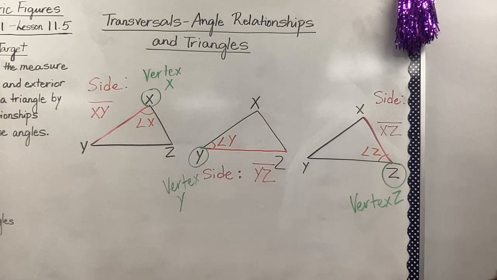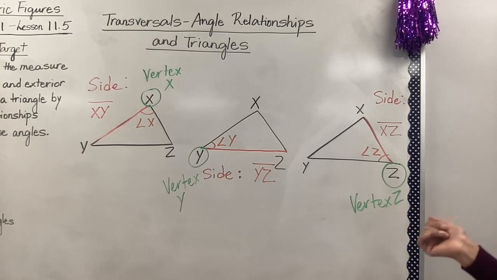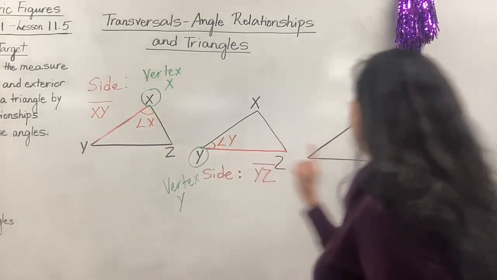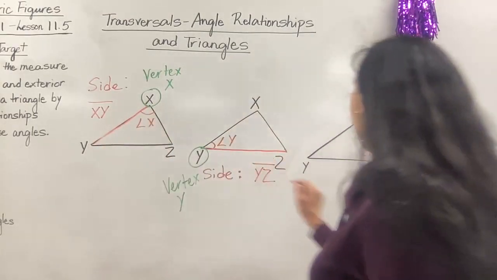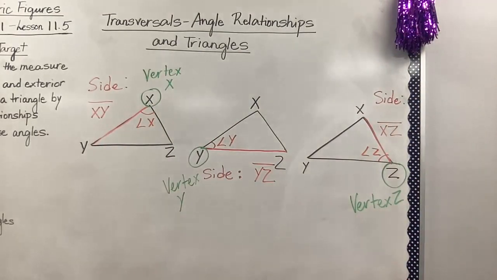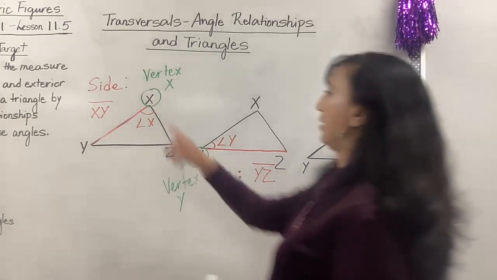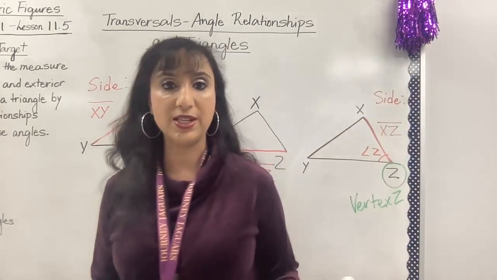Okay, so this is a basic quick review of the vocabulary words. We talked about what the interior angles are. These are my interior angles. We talked about what the line segments are. These are the line segments. And then we talked about, of course, the vertex and the XYZ. XYZ, these are all the vertices.